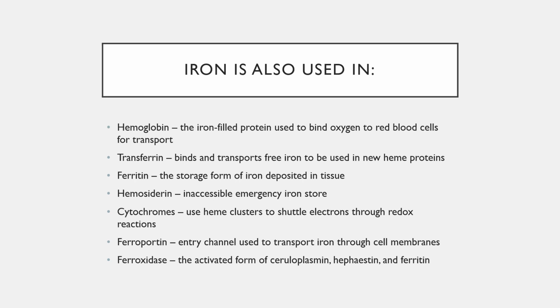The last class of enzymes that are heavily iron dependent or iron related are the ferrooxidase enzymes. These include ceruloplasmin, hephaestin, and ferritin. These are pretty much any enzyme that converts iron from its ferrous form into its ferric form. So these are enzymes that, as the name suggests, oxidize iron.